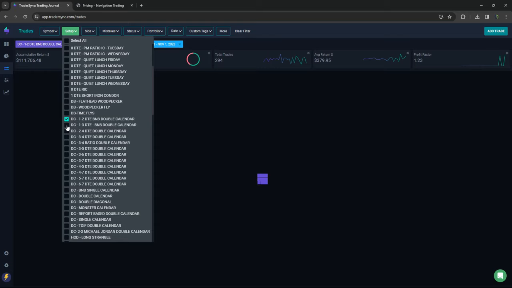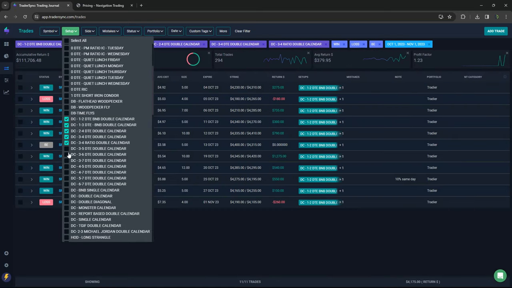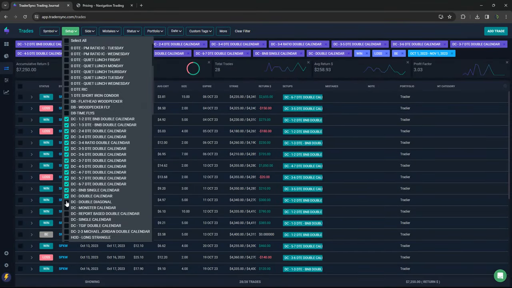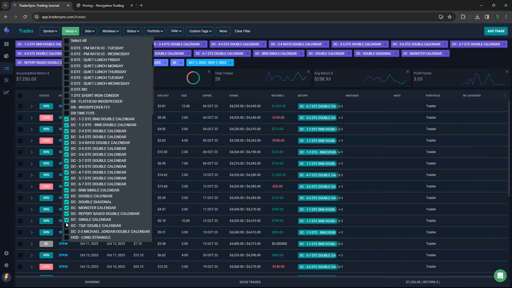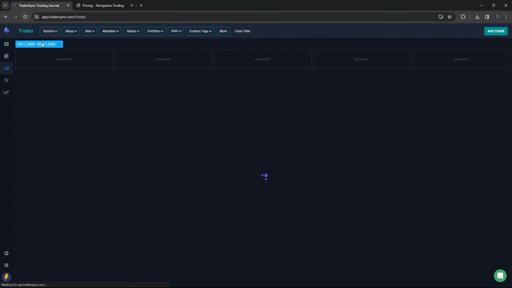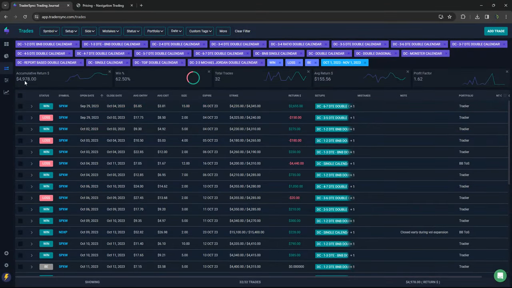Dynamic calendars. Let me get through and click all these. I've got a lot of different calendar strategies. Ended up, I think it was a little over 4,000 in profits on the calendars, but let me get these all clicked. Yeah, so almost 5,000, 4,978, 62.5% win rate on 32 trades.